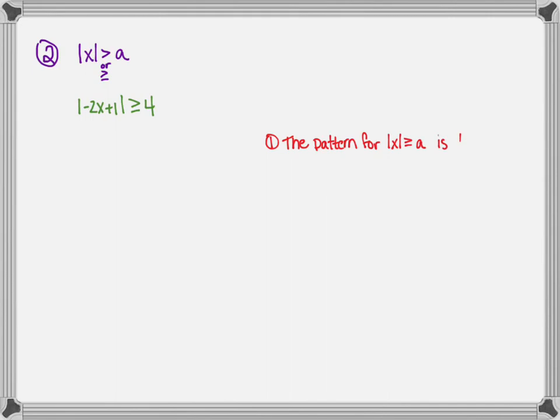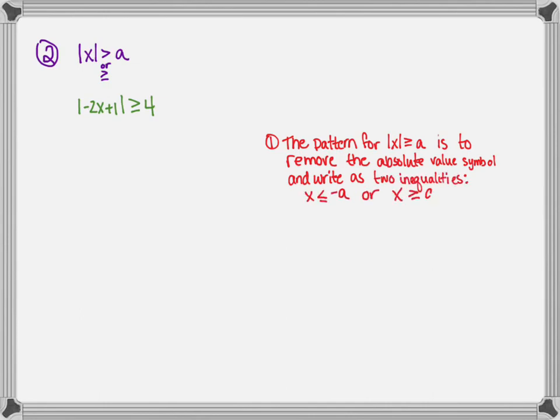So the pattern for those absolute value inequalities in the form absolute value of x is greater than or equal to a is to remove the absolute value symbols and write as two separate inequalities. x is less than or equal to negative a, or opposite of a, or x is greater than or equal to a.